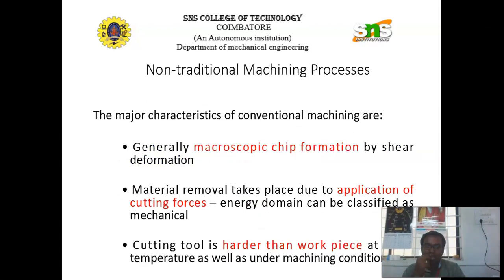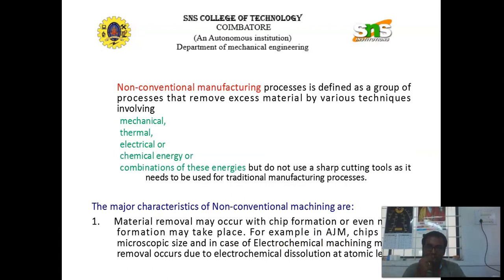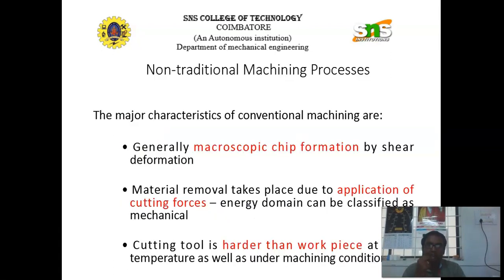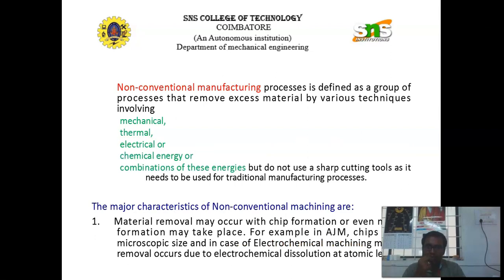The major characteristics of the conventional machining process are that generally it involves macroscopic chip formation by a shear deformation process, and the material removal takes place due to the application of cutting forces, so the energy domain can be classified as mechanical. Next, the cutting tool is harder than the workpiece at room temperature as well as under machining conditions. These are some of the characteristics of the conventional machining process.